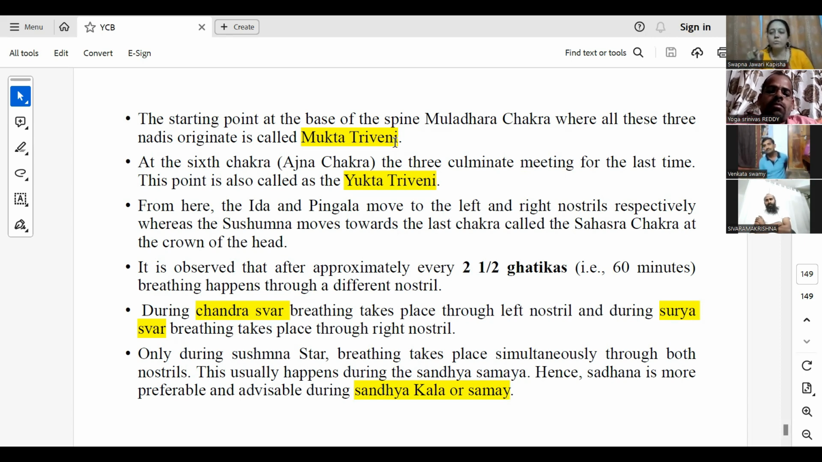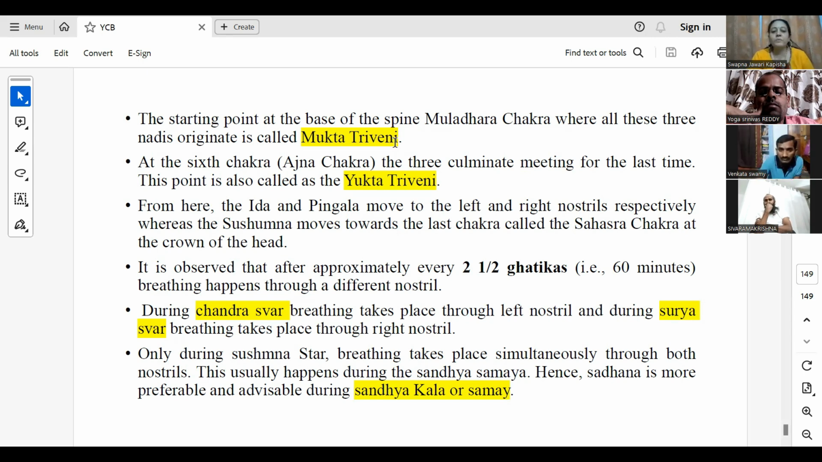It's one important question here. You have to remember this. Every two and a half ghatikas, that is every 60 minutes, your breathing alternates based upon the outer temperature and your inner body temperature. And they have also given one other point, Chandra Swara.